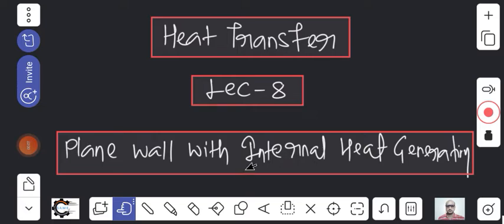Well, in today's class we will see plane wall with internal heat generation. Up till now we have not taken this; we were considering that there is no heat generation in our assumptions. Now we are relaxing these assumptions and we consider internal heat generation.